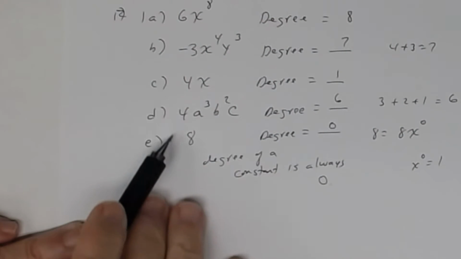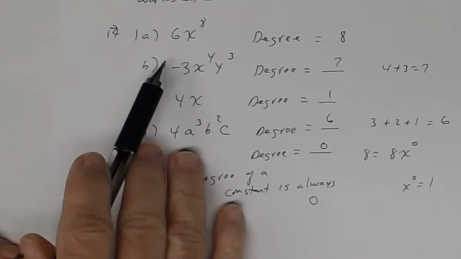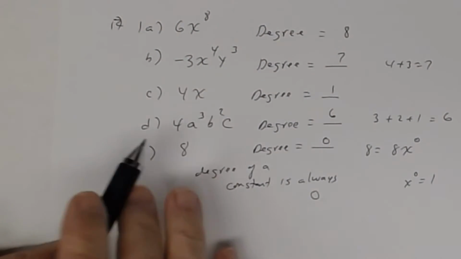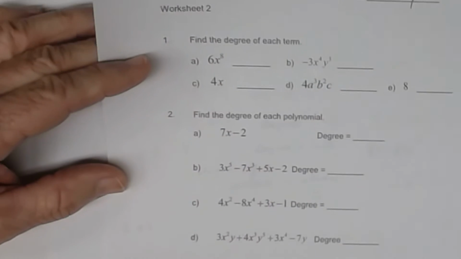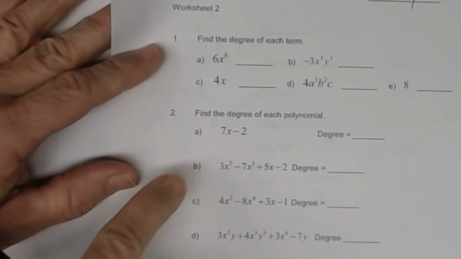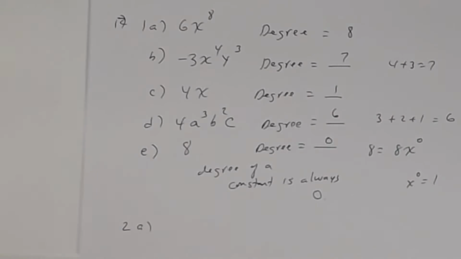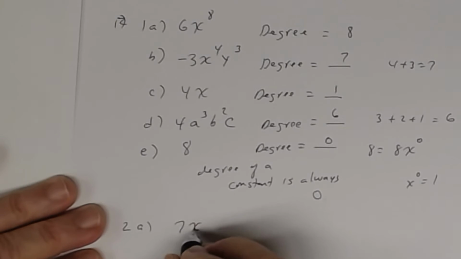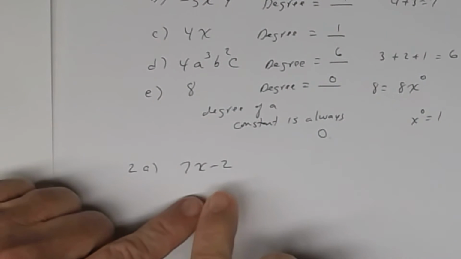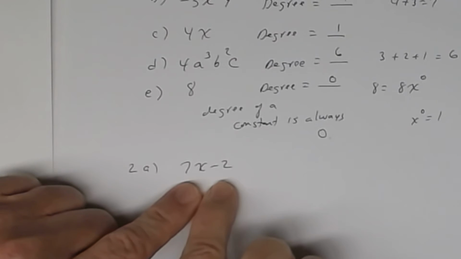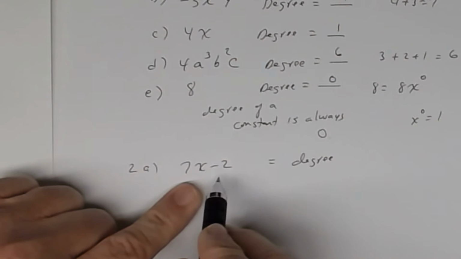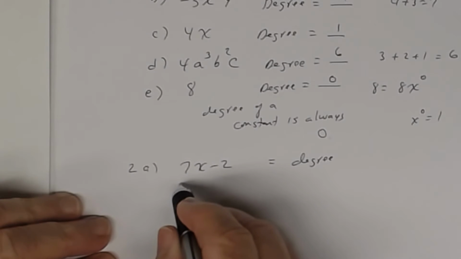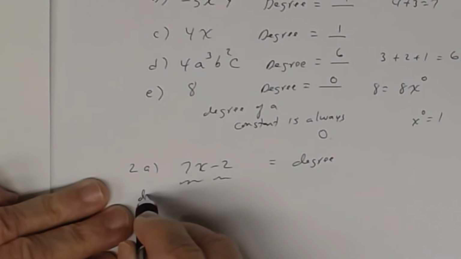Okay? All right, so that's number 1. Now remember, all these were monomials, and a monomial is considered a polynomial. So let's look at number 2, though. In number 2, we actually look at polynomials where there's more than one term. So let's look at 2a. In 2a, we have 7x minus 2. You have to notice there are two terms here. So to find the degree of this polynomial with more than one term, you have to find the degree of each term.